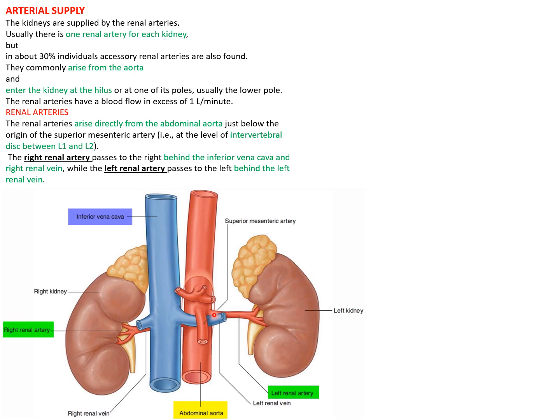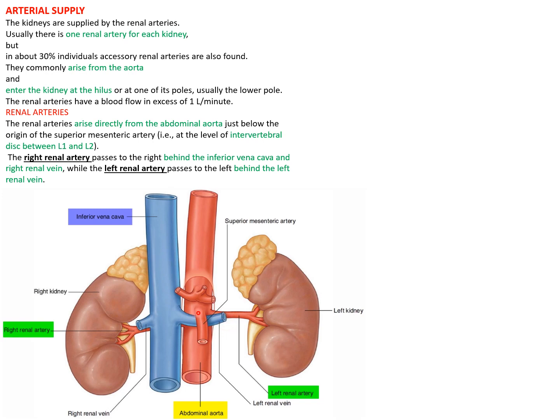The kidneys are supplied by the renal artery. The renal arteries enter through the hilum of the kidney, but at times they may enter the poles of the kidney, especially the lower poles. There is one renal artery for each kidney, but at times an accessory renal artery is present in 30% of cases.